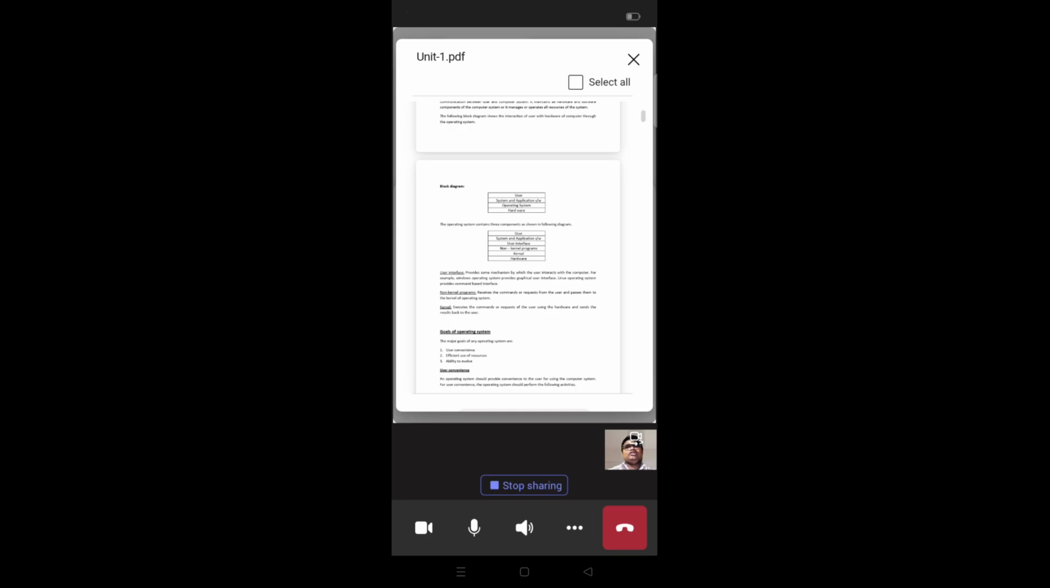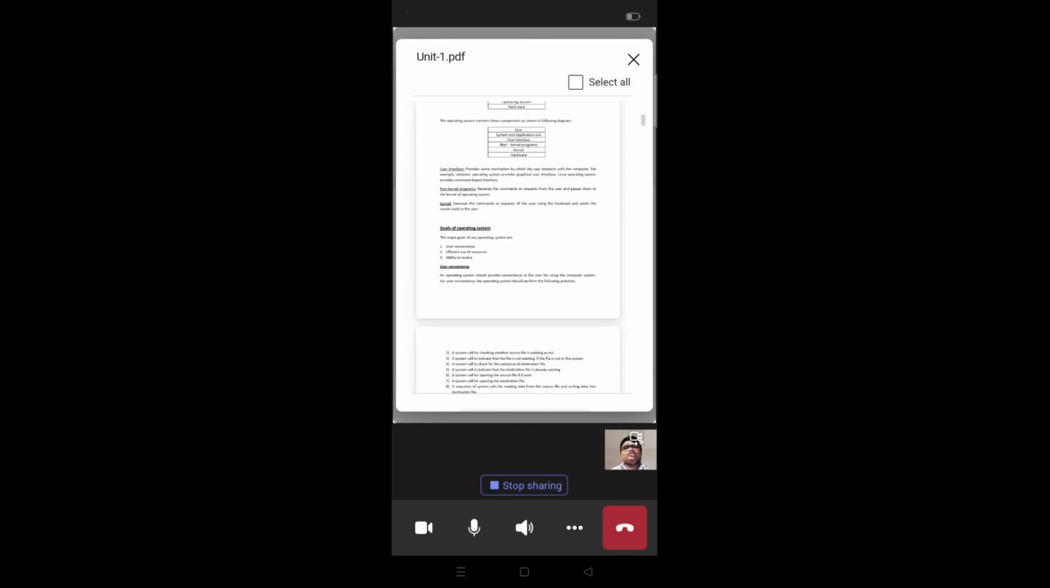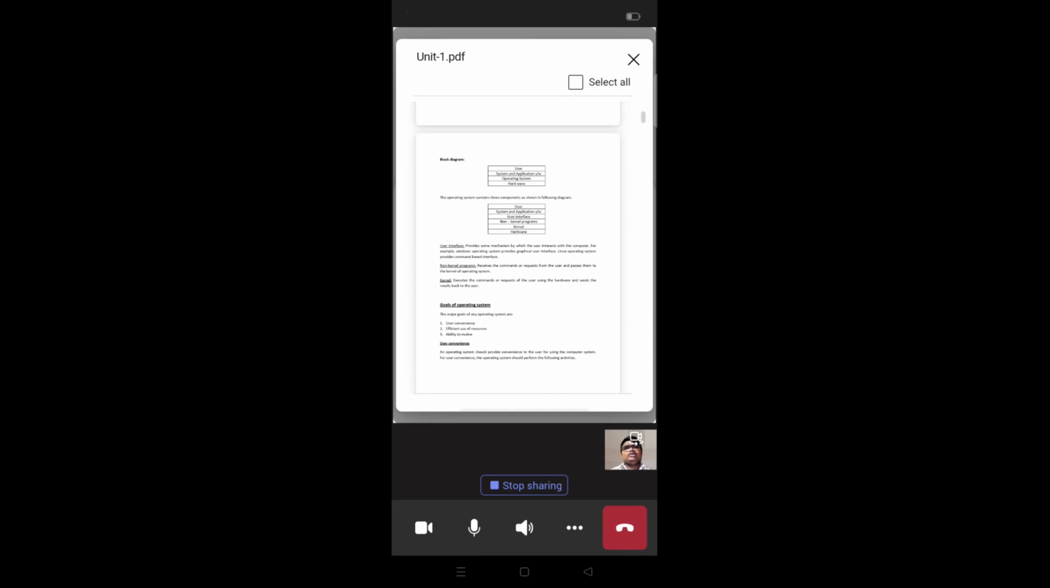Next, we move to the goals of the operating system. The major goals of any operating system are: first, user convenience, to provide convenience to the user; second, efficient use of resources; third, ability to evolve. User convenience: the operating system should provide convenience to the user using the computer system. For user convenience, the operating system should perform the following activities.